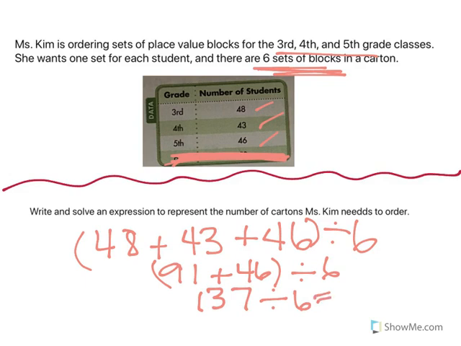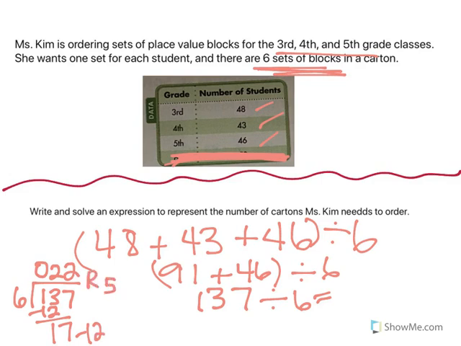So I'm just going to show my work over here off to the side. So 6 can go into 1 0 times. 6 goes into 13 2 times. So I subtract 12. And then 6 can go into 17 again only 2 times. So we are left with a remainder of 5. So what that means is, but again, there are 6 sets of blocks in a carton. So she will need to order 22 whole cartons. But then she still needs 5 more.